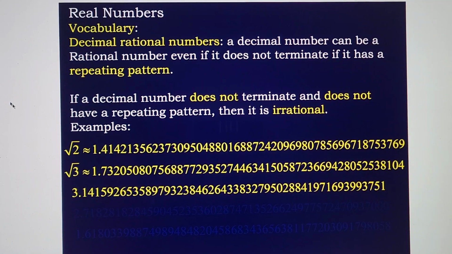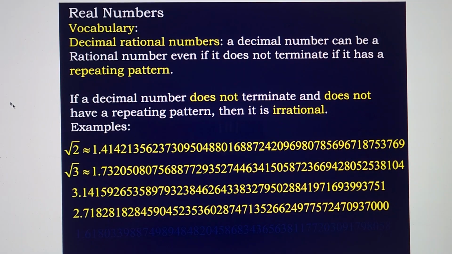And this is a very famous number. Maybe you can recognize it. This is pi. So pi goes on forever, has no repeating pattern, and is also, consequently, an irrational number.